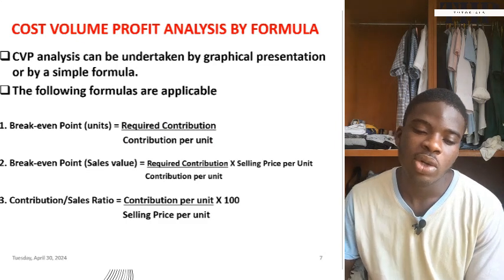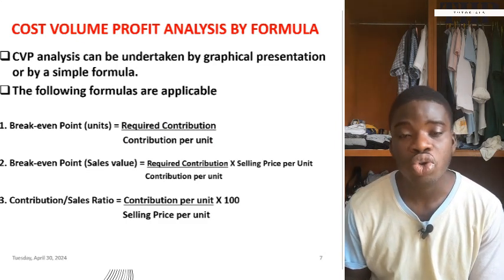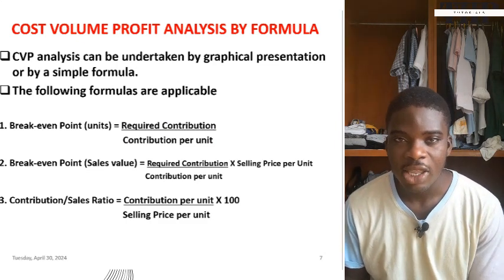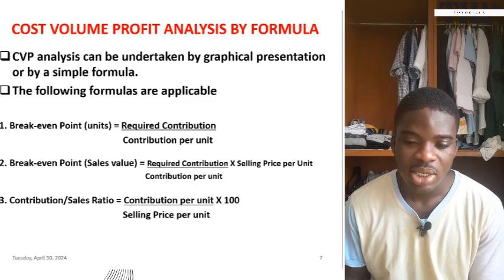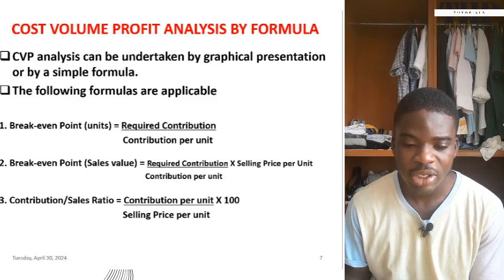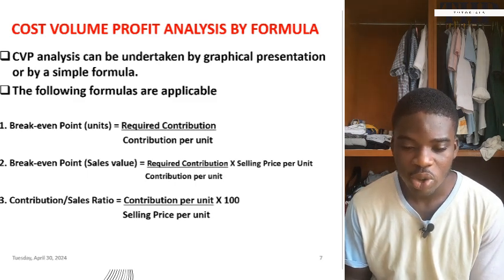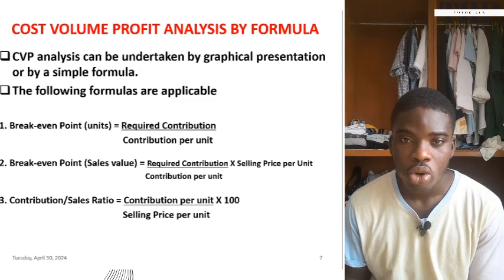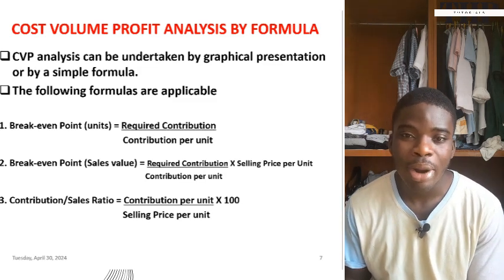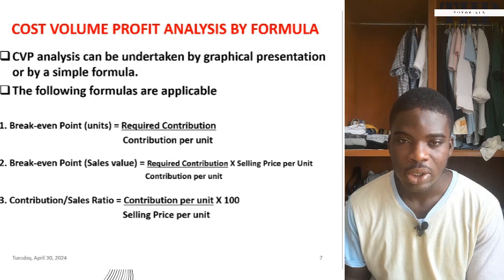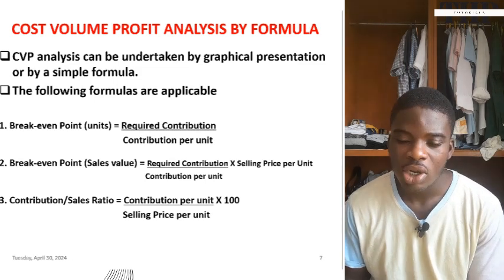Now, let's look at some of the formulas that we use to conduct the CVP analysis. CVP analysis can be undertaken by the graphical presentation or by a simple formula. The following formulas are applicable. You have break-even points in units. That's the required contribution over the contribution per unit. Contribution per unit is given as selling price per unit minus the variable cost per unit. That's always given in the question.